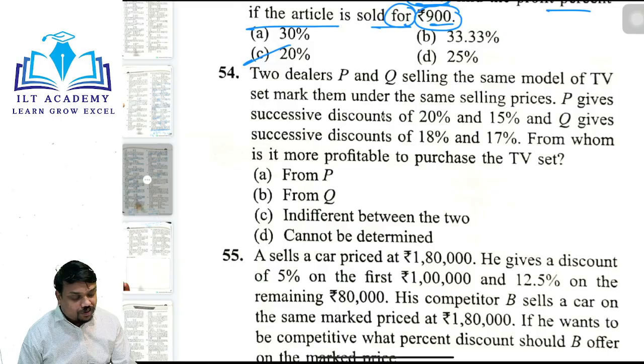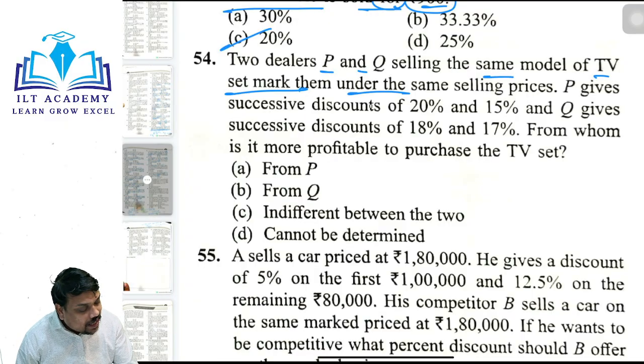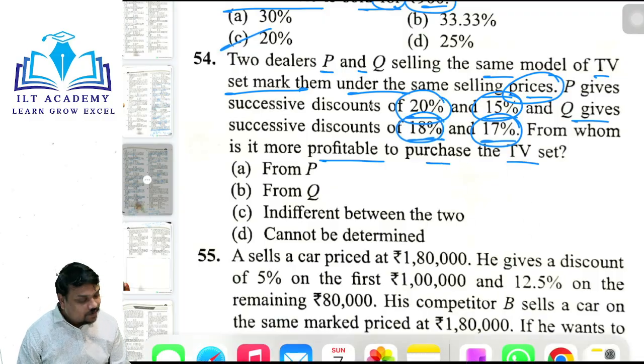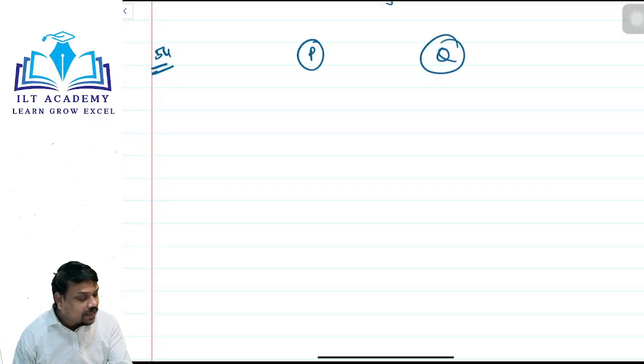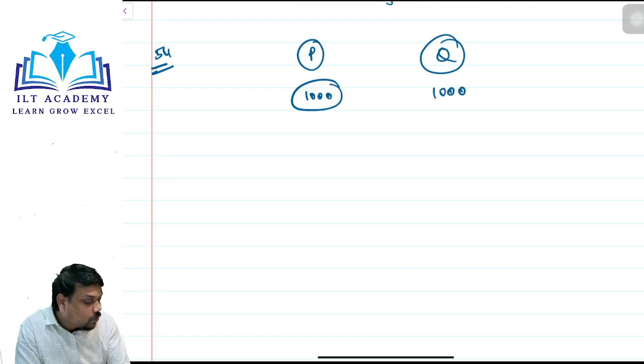Now see, 54th question. Two dealers P and Q are selling the same model TV set, marking them at the same selling prices. P gives successive discounts of 20% and 15%. Q gives successive discounts of 18% and 17%. From whom is it more profitable to purchase the TV set? Very simple. There are two dealers P and Q. They are setting the same market price. So the first fellow has told 1000, the second fellow also told 1000.